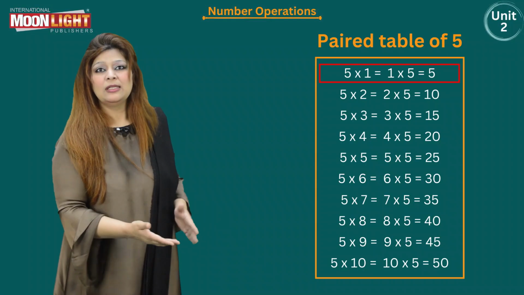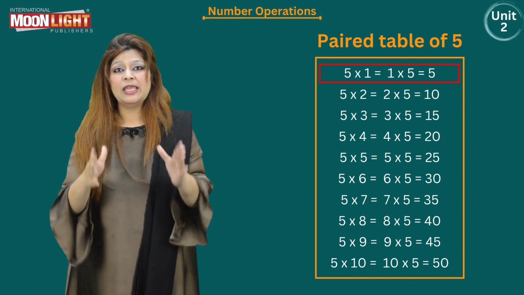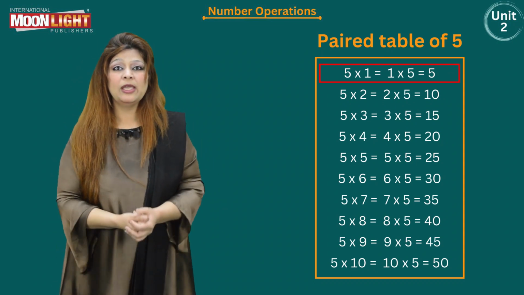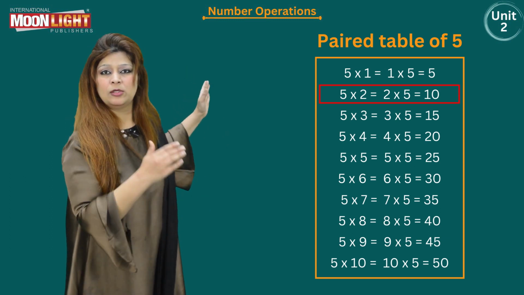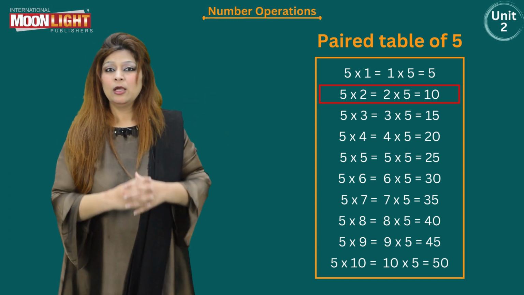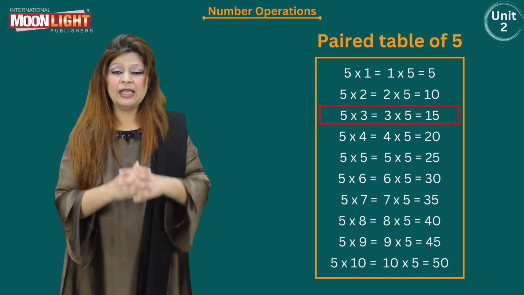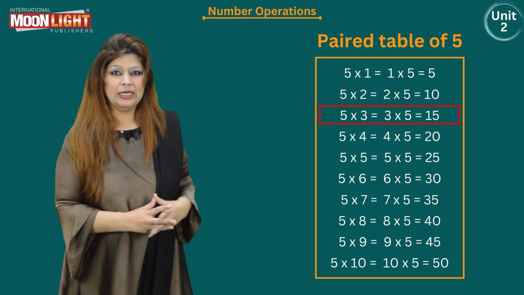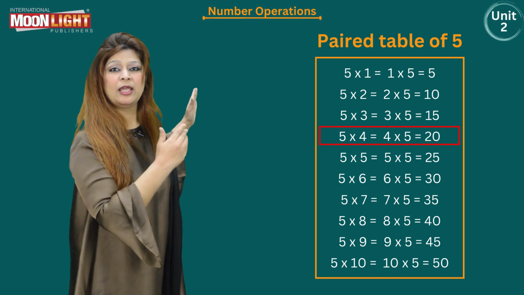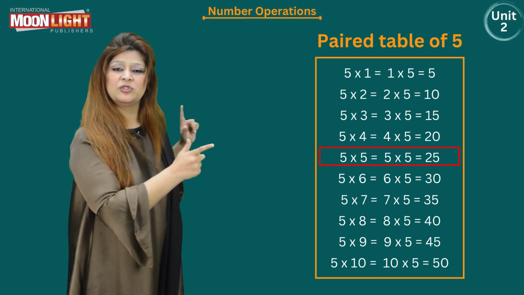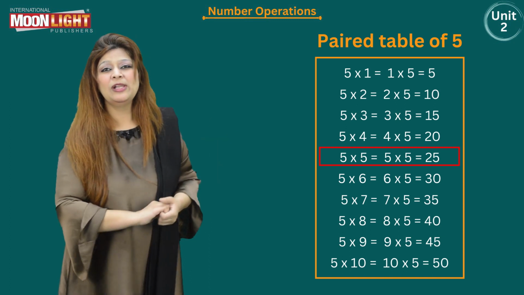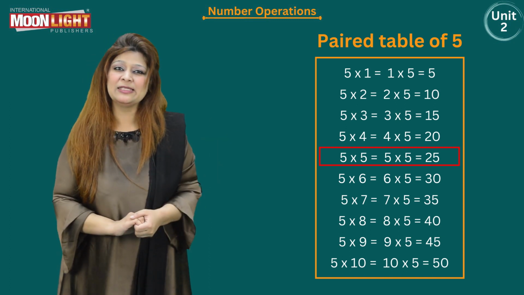On the next side, the answer will be the same. How? You can check. 5 twos are 10 and 2 fives are also 10. 5 threes are 15 and 3 fives are also 15. 5 fours are 20 and 4 fives are also 20. 5 fives are 25. So changing the position of the number will not vary the answer because the numbers are the same.